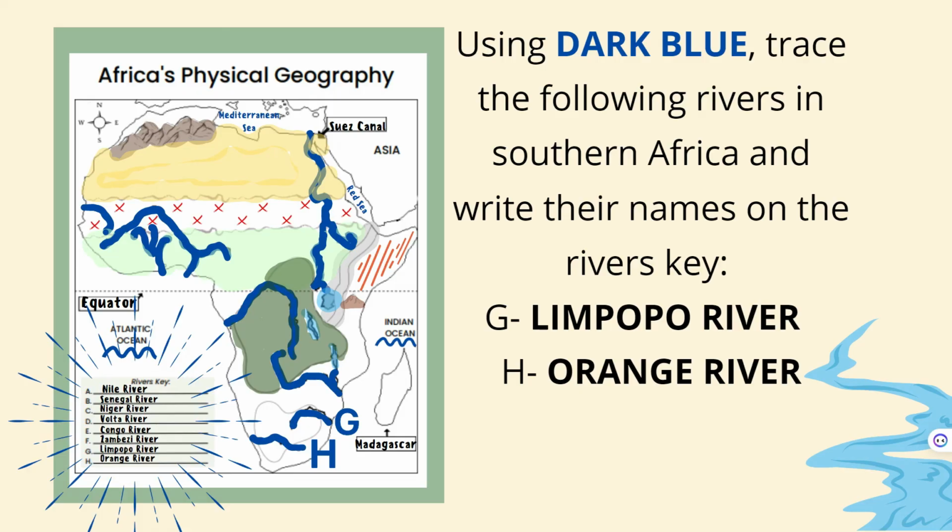Once we've traced both of those rivers, we're going to go to the bottom left-hand corner of our map to our river's key. Next to the letter G, we're going to label Limpopo River. Next to the letter H, we're going to label Orange River. It's important to note at this time that these aren't every single river found in Africa, but some of the largest and more important or well-known rivers.